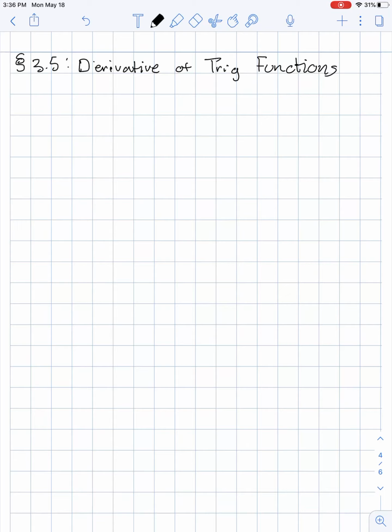Welcome back, mathematicians. We've moved on to section 3.5, derivatives of trig functions. First we're going to start off with the proof of the derivative of sine of x, and then for all the other ones I'm going to explain the proof and the reasoning behind how we get that derivative.